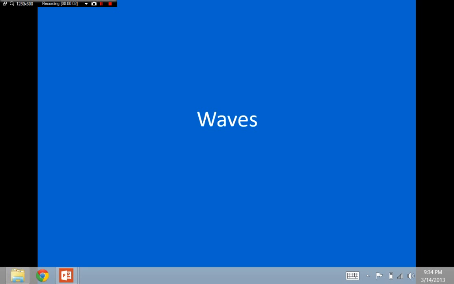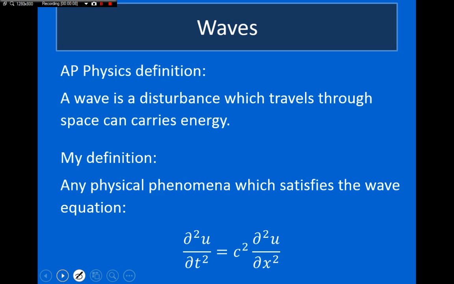Hello, Western. So today I'd like to start a new topic that we're going to continue discussing for the next few days, and that topic is waves. The typical AP Physics definition that you'll find in most textbooks for a wave is a disturbance which travels through space and carries energy. Now, I've never been a big fan of that definition, so I've given my own definition below.